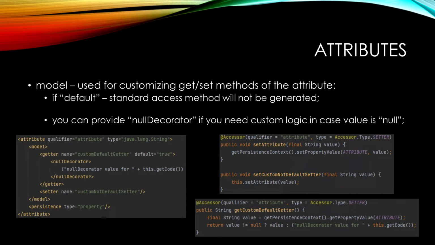Using model tag, you can customize getSet methods. If you specify new getter or setter as default, original getSet methods will be skipped. If you don't, original will stay, so both can be used. With null decorator, custom logic can be written for cases when return value is a null.